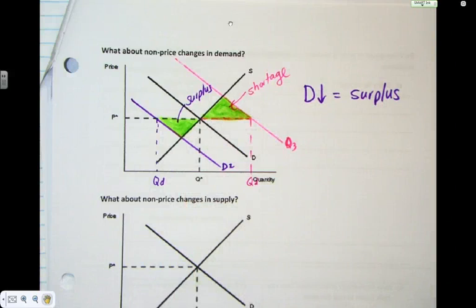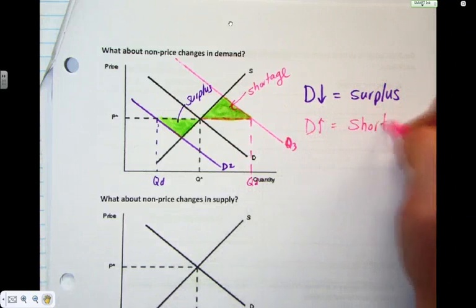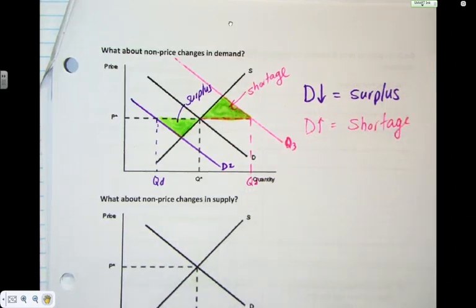If the triangle is pointing up, that's always going to be a shortage. So if demand goes up, shortage. Again, all other things being equal, price doesn't change, supply doesn't change, nothing else changes. If it's just a demand change, then you're going to get a shortage.